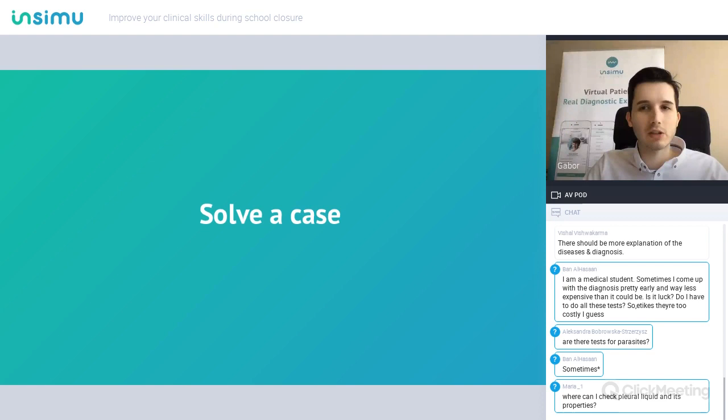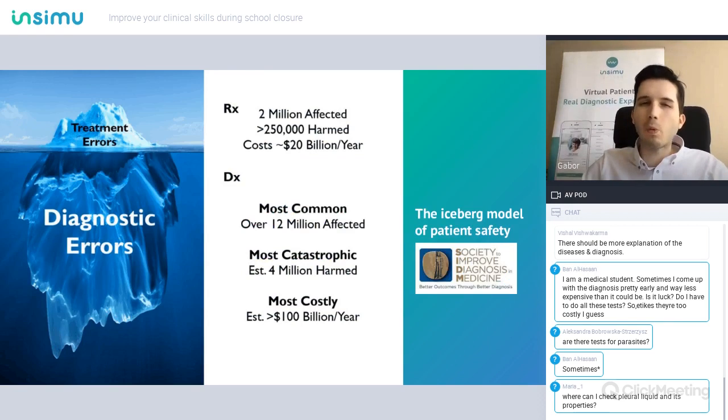You may also start to think what the first treatment option would be that you would give for the cases that you've just solved, so that you also experience that as well. Okay. Now, but why do we focus on diagnostics so much?